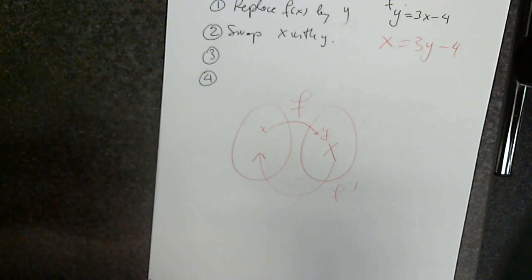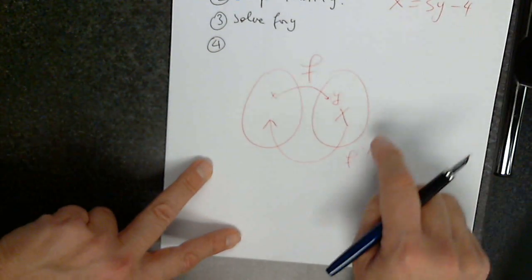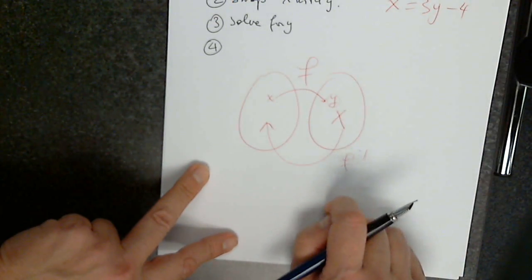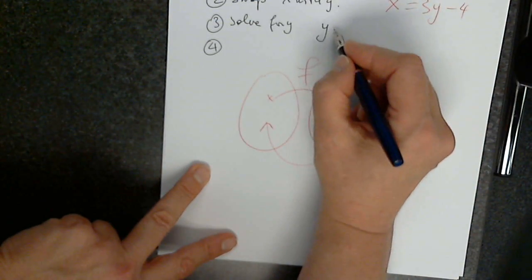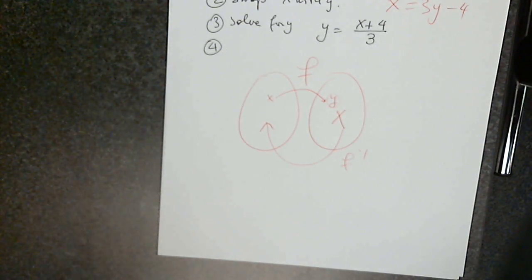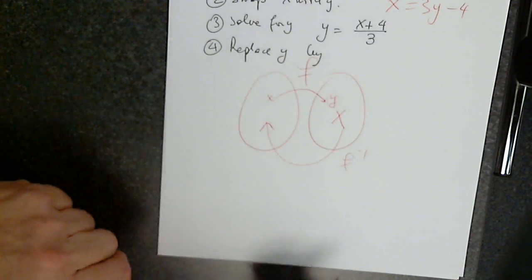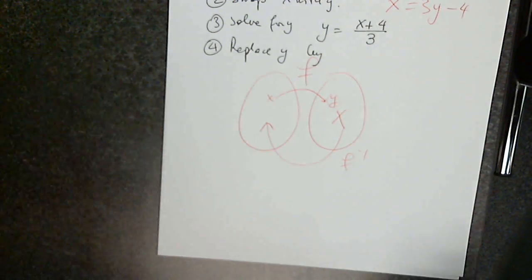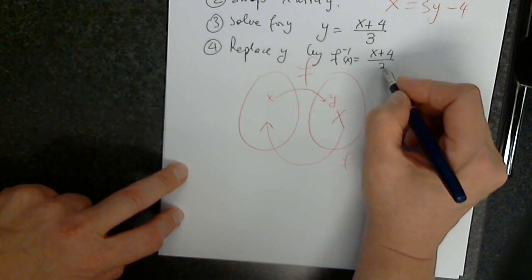In step 3, I solve for y. Why? Because y will be the new f inverse. So can you tell me how to solve for y? Add 4 and divide by 3. So then y equals x plus 4 divided by 3. In the final step, replace y with, or by the notation, what? F inverse. So f inverse of x is x plus 4 over 3.